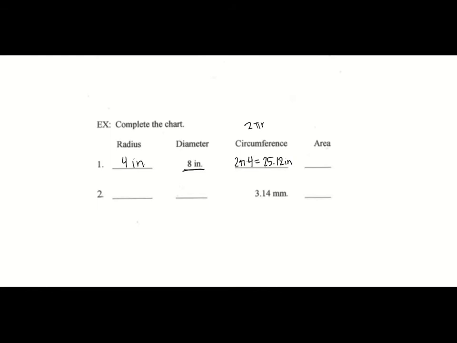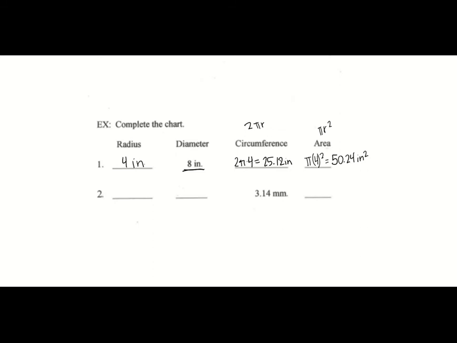Okay, and then our area, we know the equation for area is pi r squared. So again, we can plug in our radius. We have pi times 4 squared, which gives us 50.24 inches squared.